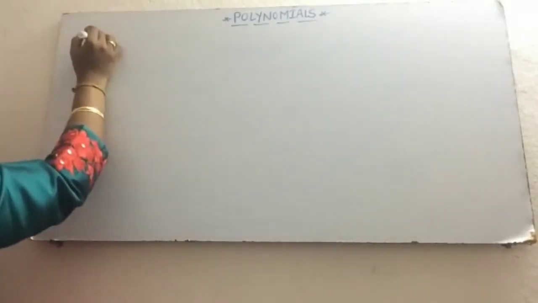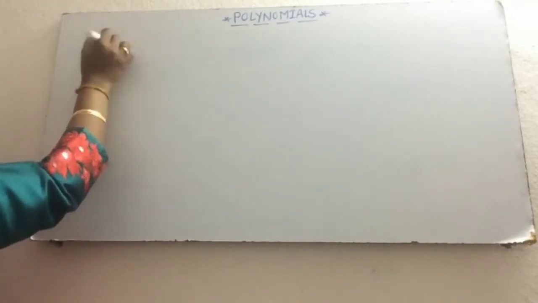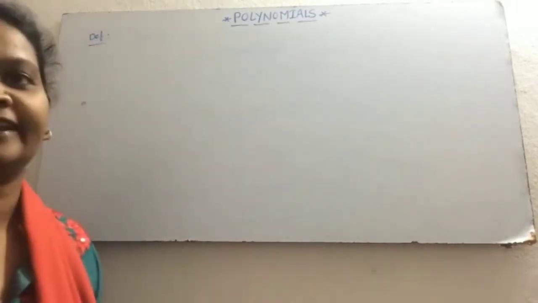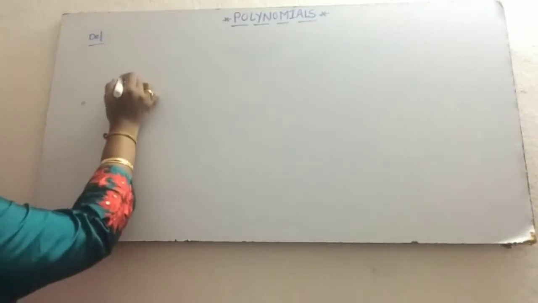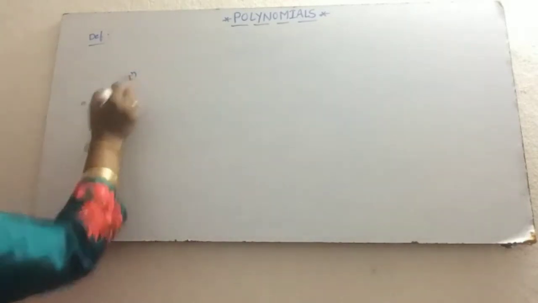Now, definition of polynomial. What is a polynomial? A polynomial is an expression containing sum of finite number of terms of the form a into x power n, for any real numbers a where a not equal to 0. I will write the definition.